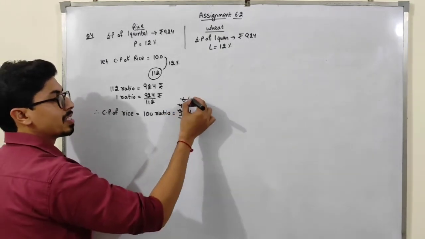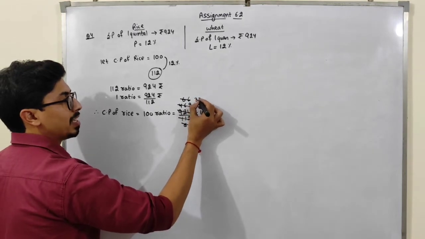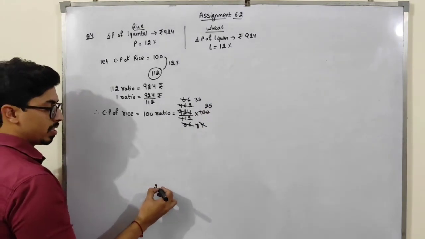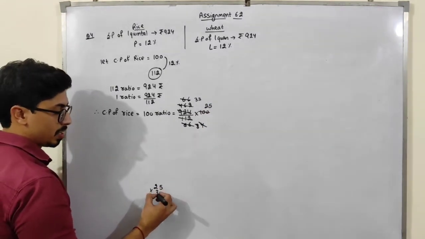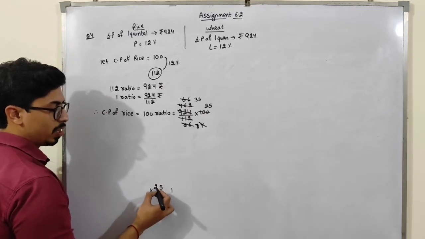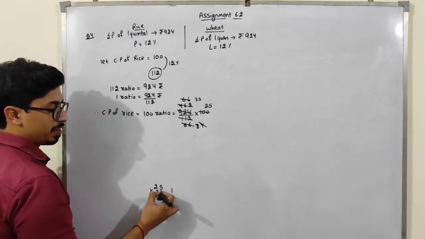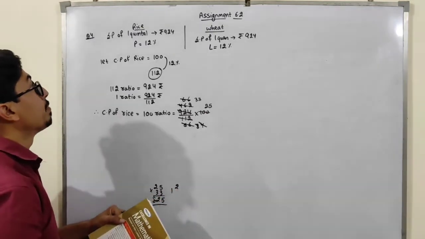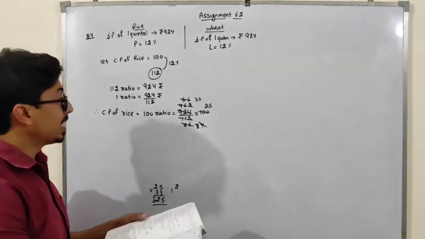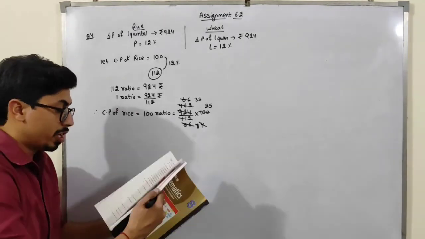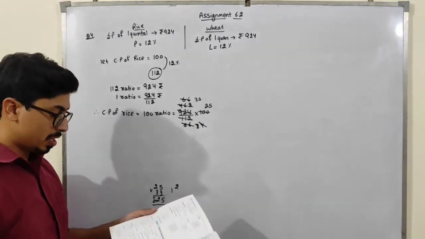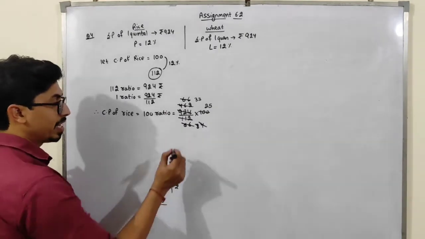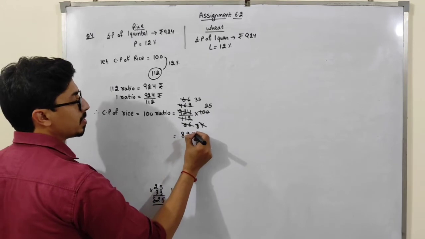Now I can cancel that by 2. It will be 33 and 4. This will be 25. So 25 into 33. 5 3s are 15, 1 carry, 3 3s are 9 plus 1 is 10... So 825 is my CP of rice. That is the first part of question 6.24. Let us check the answer, students. Yes, 825 is my required answer.